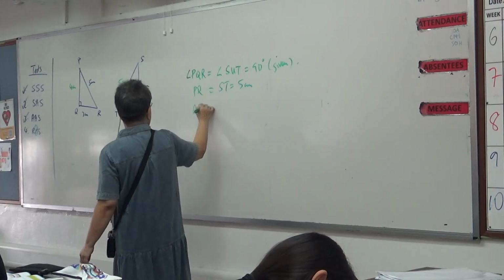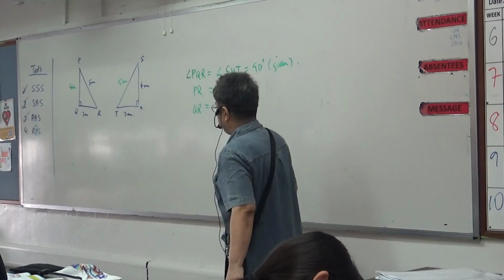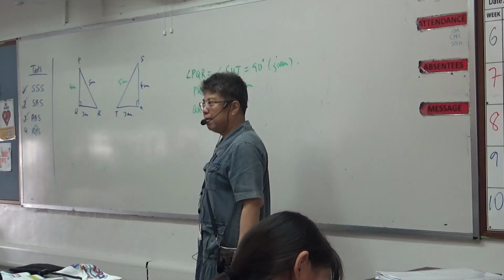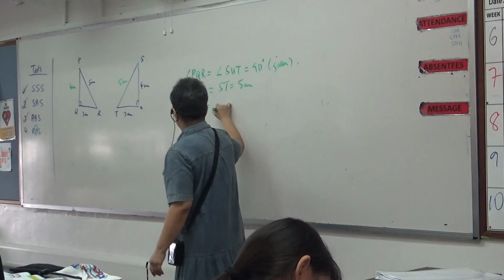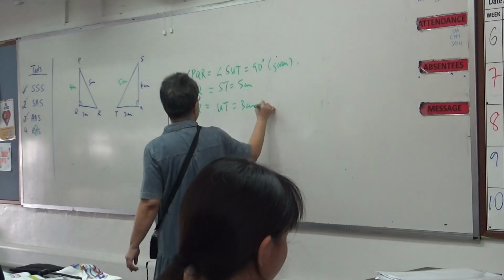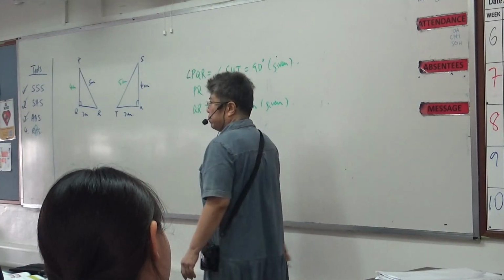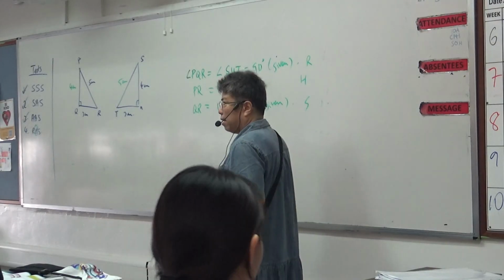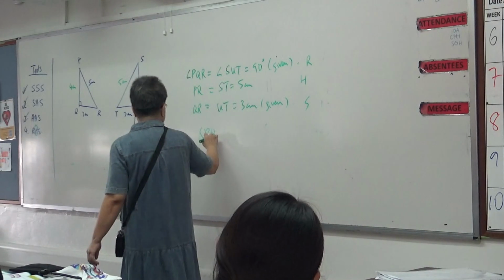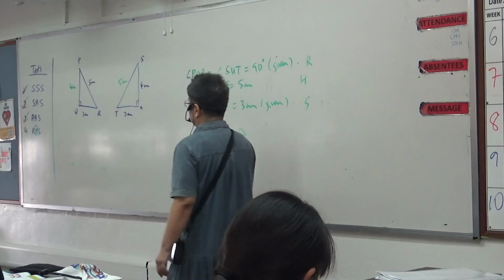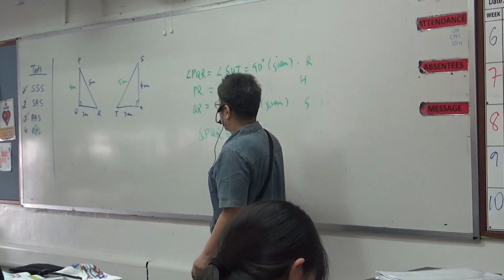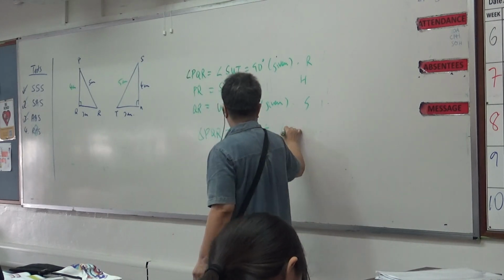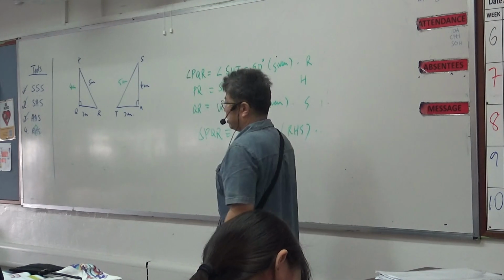What about the next one? What about QR? QR, then must be what? UT equals 3 cm. This one is given, right? Now, can you see this is the right angle, this is the hypotenuse, this is the side. So triangle PQR is congruent to triangle, if I write PQR, it should be what? SUT, because of what? RHS.